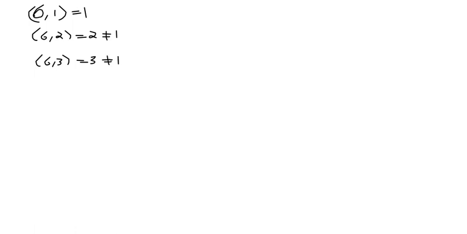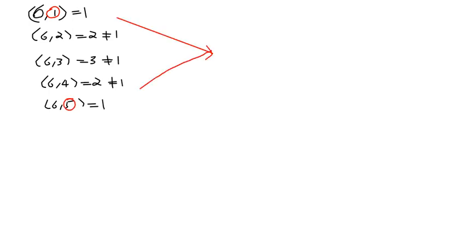Similarly, for phi of 6: GCD of 6 and 1 is 1. GCD of 6 and 2 is 2, not equal to 1. GCD of 6 and 3 is 3, not equal to 1. GCD of 6 and 4 is 2, not equal to 1. GCD of 6 and 5 is 1. So the positive integers less than or equal to 6 and relatively prime to 6 are 1 and 5, which implies the number is 2. So phi of 6 is 2.